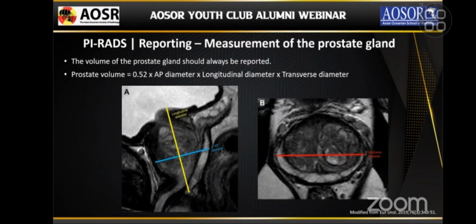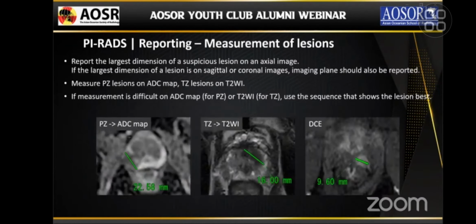Next, I'd like to talk about the measurement. To calculate the PSA density, you need to measure the volume of the prostate gland. As shown in the figure, just measure 3 dimensions and calculate the prostate volume. It is recommended that PZ lesions should be measured with the ADC map and TZ lesions with T2WI. However, if measurement with these sequences is difficult, the sequence that shows the lesion best should be used.